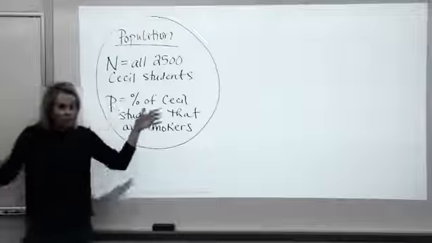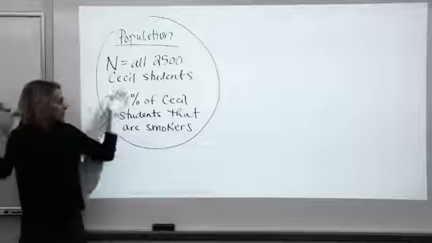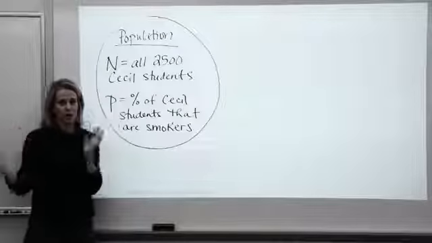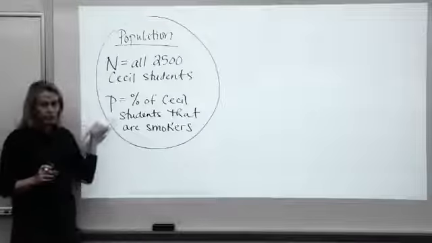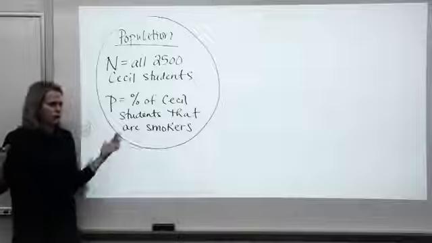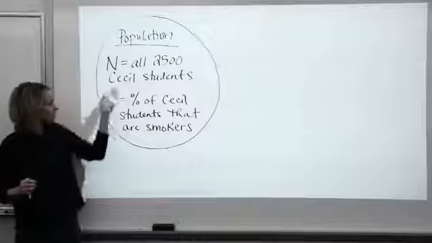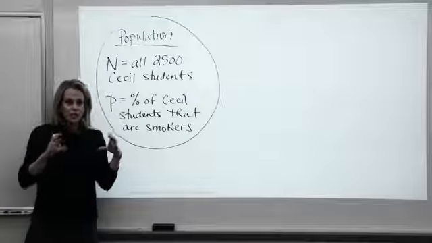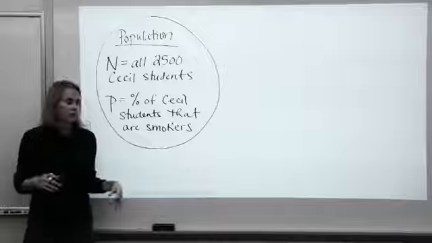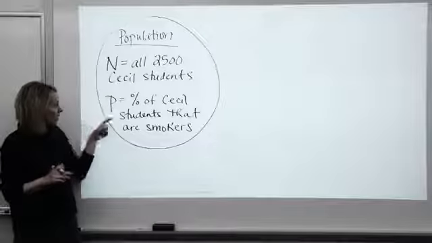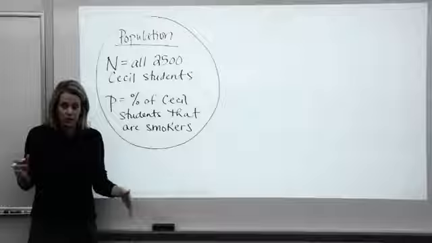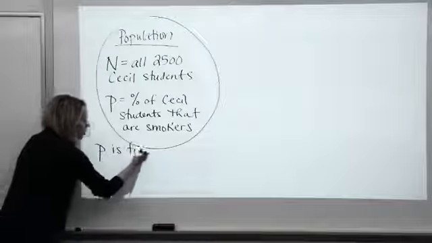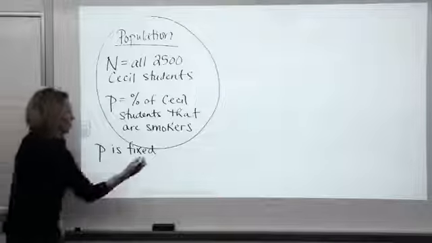Now imagine if we're crazy and we looked at everybody, all 2,500 students, and we asked them if they smoked or not. We could find this out. It would take an enormous amount of time. It could be expensive to collect that. But if we did get that proportion, that percentage, that's for everybody, so that's not going to change. It's a fixed value. Now we don't know what that is. So p is a fixed value, but we don't know what it is. So just a note here about p: p is fixed, it doesn't change, but it's also unknown.